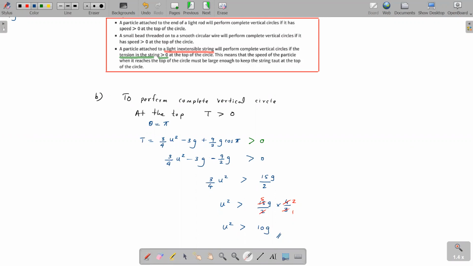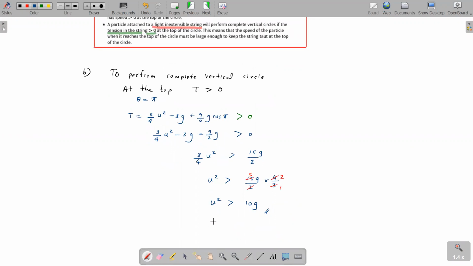Okay, so u square is greater than 10g, which means u should be greater than root 10g. So this is the minimum. This is the minimum speed you require. So u should be greater than root 10g, and this is the requirement to perform a complete vertical circle. So I hope this part is clear with everyone.